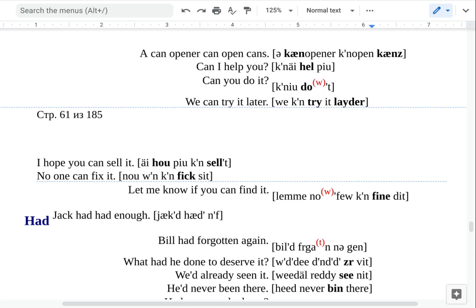Had. Jack had had enough. Bill had forgotten again. What had he done to deserve it? We'd already seen it. He'd never been there. Had you ever had one? Where'd he hidden it? Bob said he'd looked into it.